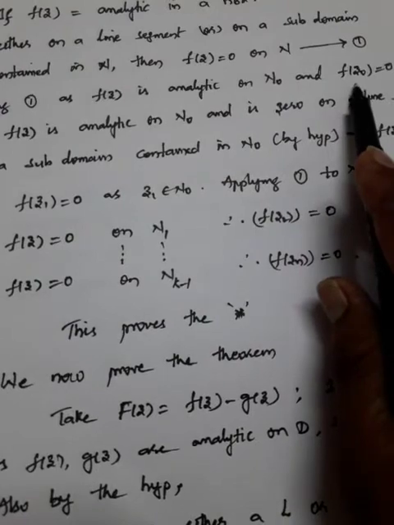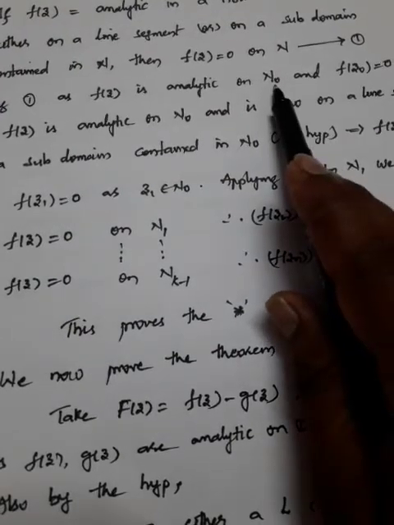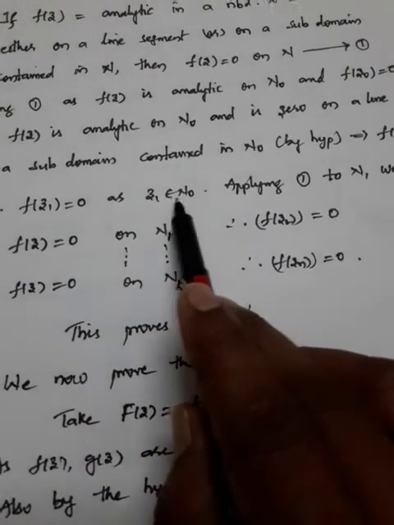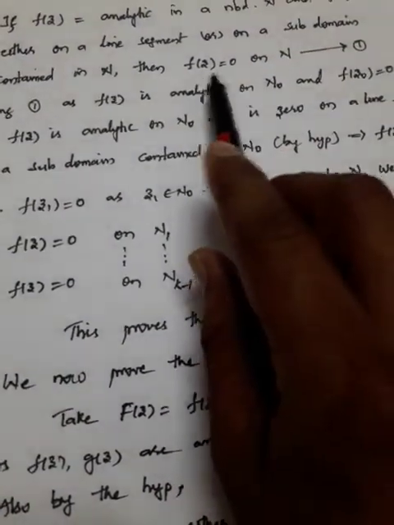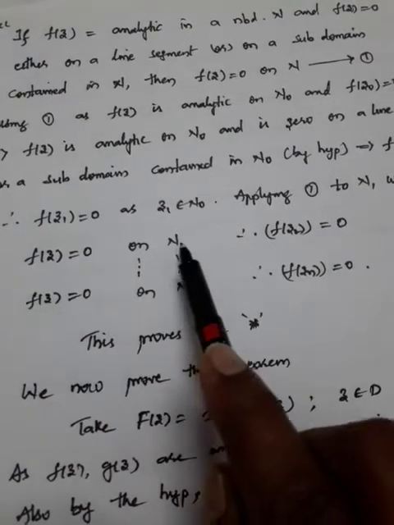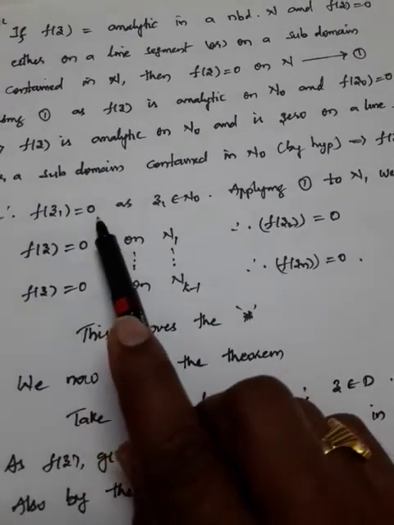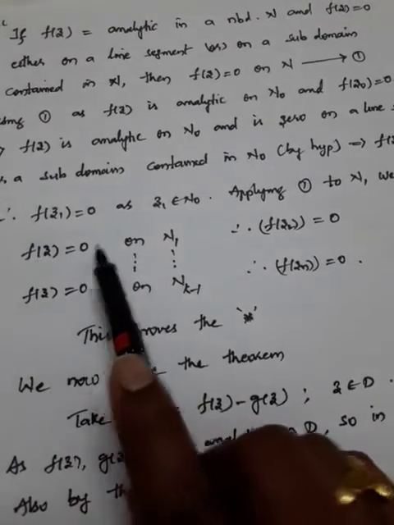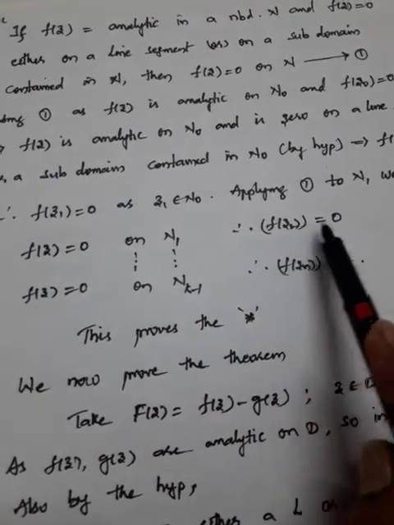Similarly, since z0 is the center and z1 is a point lying in N0, I can say f of z1 is also equal to 0, as z1 belongs to N0. Applying the first equation to N1, we get that f of z is equal to 0 on N1, because f of z1 is 0 and it is analytic. Therefore f of z2 is 0.